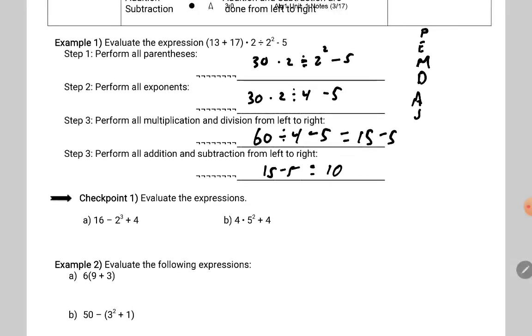So remember PEMDAS: parentheses, exponents, multiplication, division, addition, and subtraction. Alright, let's work on these.